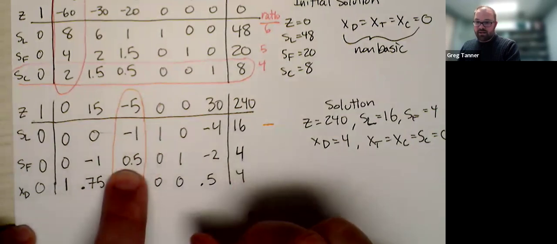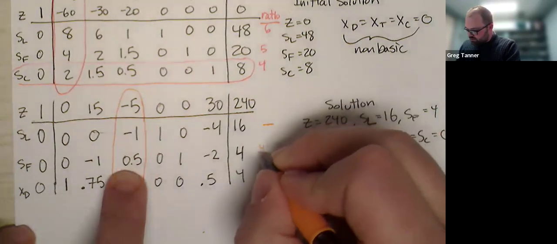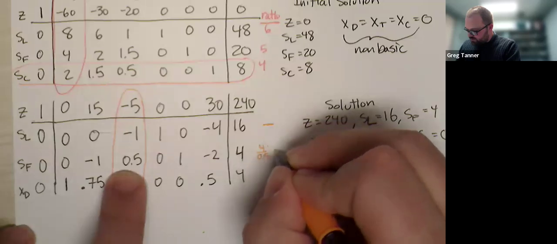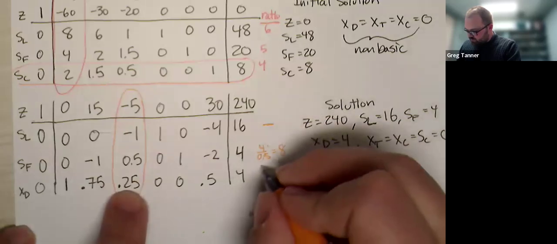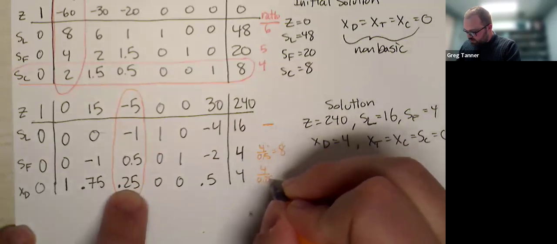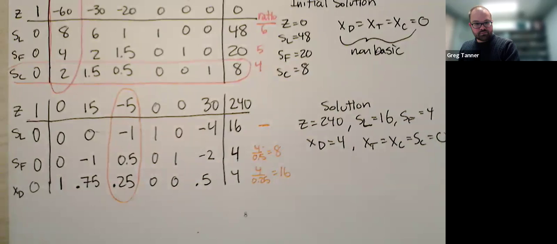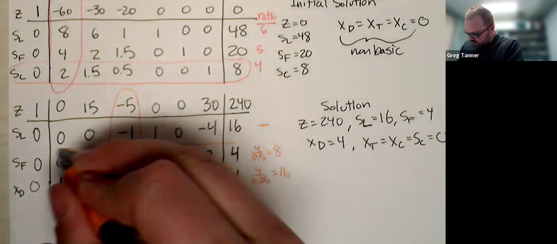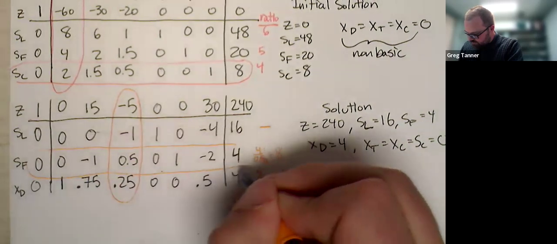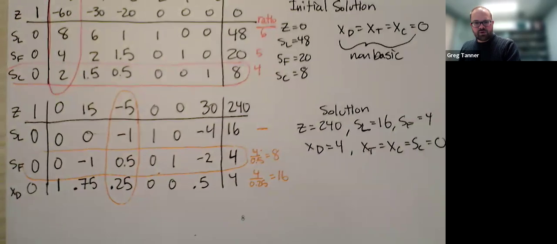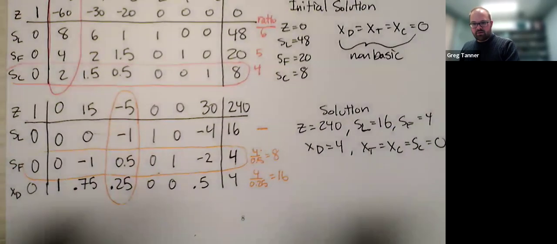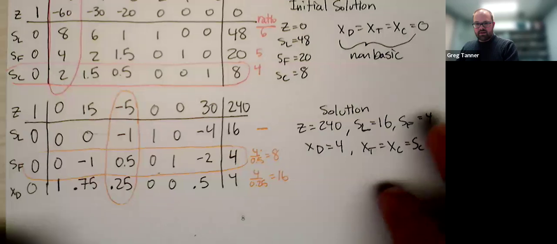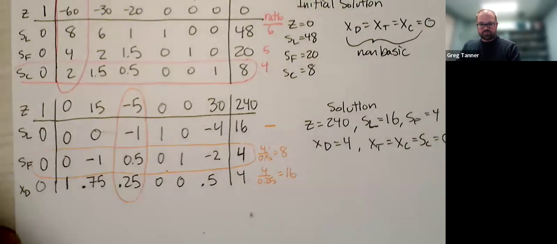4 divided by 0.5. So think about 4 divided by half. 4 divided by 0.5 equals 8. And 4 divided by 0.25 equals 16. Choose the smaller of the two, and which will be this one. And so this is going to be our next pivot row. Go ahead and see if you can do this next pivot. So pause the video, see if you can do this next pivot, and then I'll check in with you.